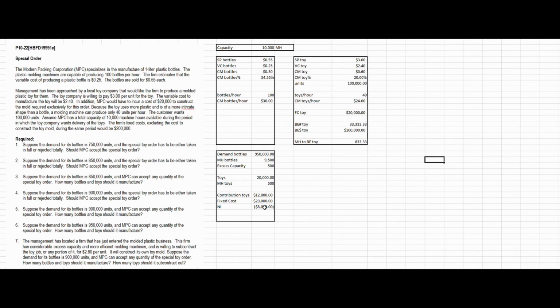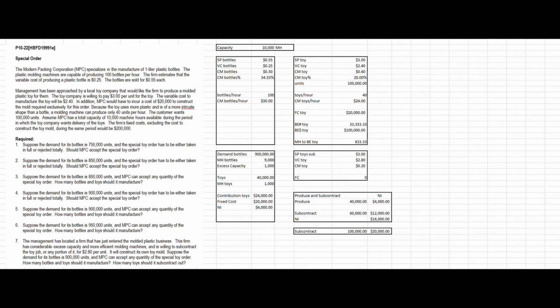Now, we didn't even need to do this. Why? Because we'd already determined what our break-even point was for toys before we even started. We knew that it would not be worth our while to manufacture toys unless we were able to make 33,333.33 toys. Here we're only able to make 20,000 toys. Furthermore, before we even started, we figured out how many hours would be necessary in order to break even to make toys. That was 833 hours. So we don't even have to go past this point, because when we see that our excess capacity is below the number of machine hours necessary to break even on the special order, we can stop right here and determine that we don't need to go any further.